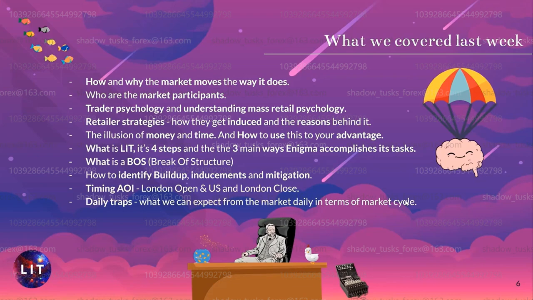Then we dig into the lit cycle, which first of all has 4 main steps: identify where the liquidity is, then identify where you are in the cycle, which is the build-up, inducement, mitigation. Then you should wait for the inducement as well. And now we finally will dig into trading opportunities.